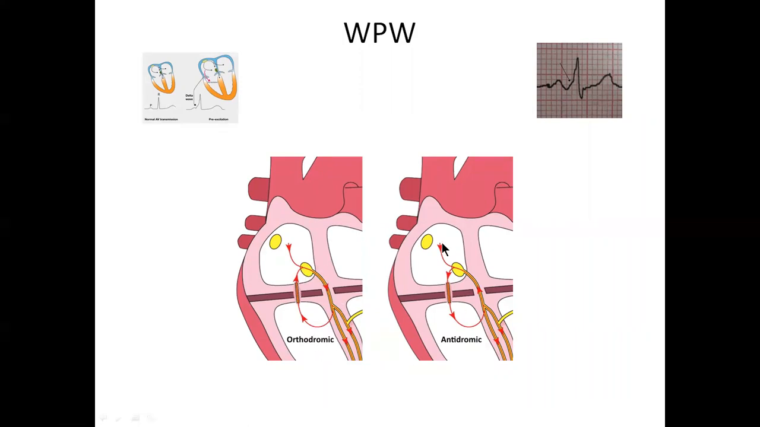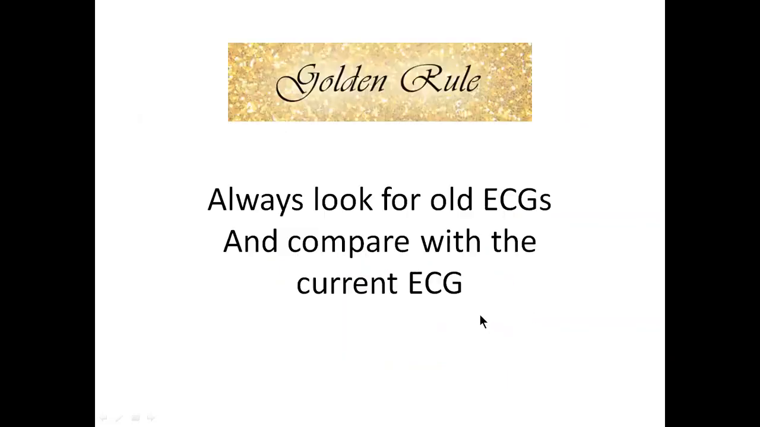Okay, or the opposite can happen, which is you get the SA node and the current goes through the accessory pathway and gets back into the AV node and creates a re-entry that way. Either way, you are going to end up getting a very fast heartbeat.